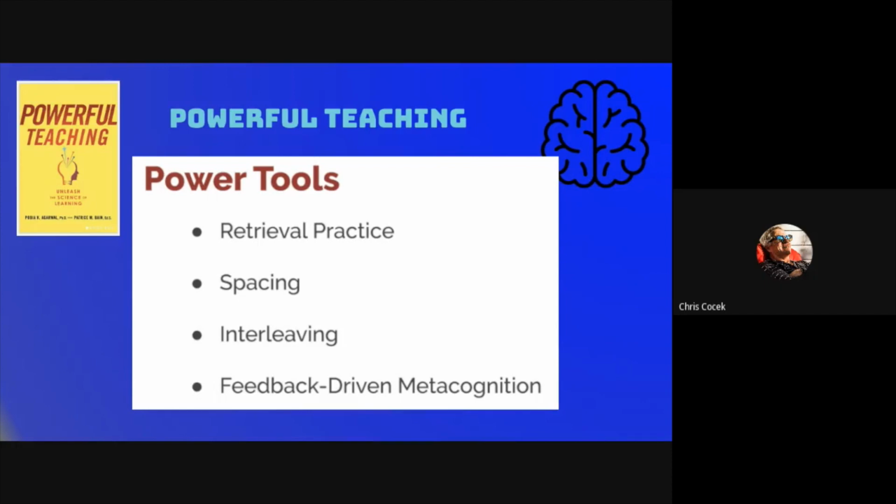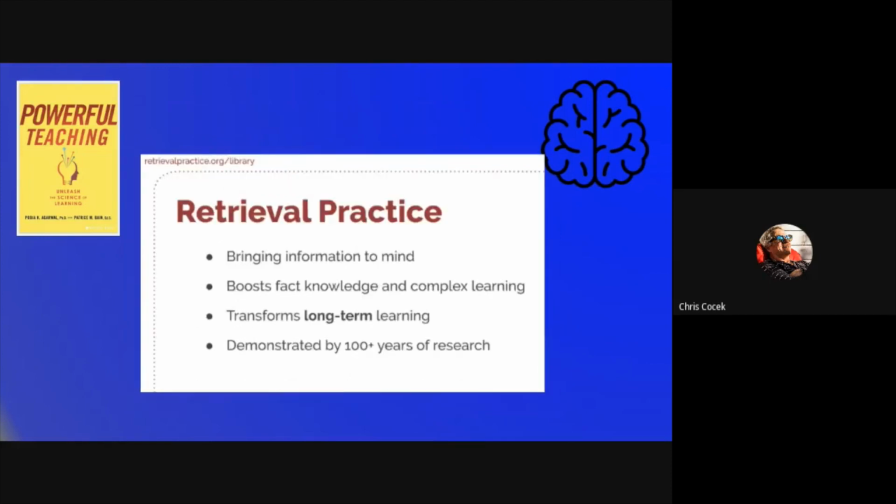So here's their process of learning that they break it down to: retrieval, spacing, interleaving, and feedback-driven metacognition. Okay, so what's that all mean? Retrieving it. This is getting the information out of our head and back to the front of our minds. We want to do a few activities.